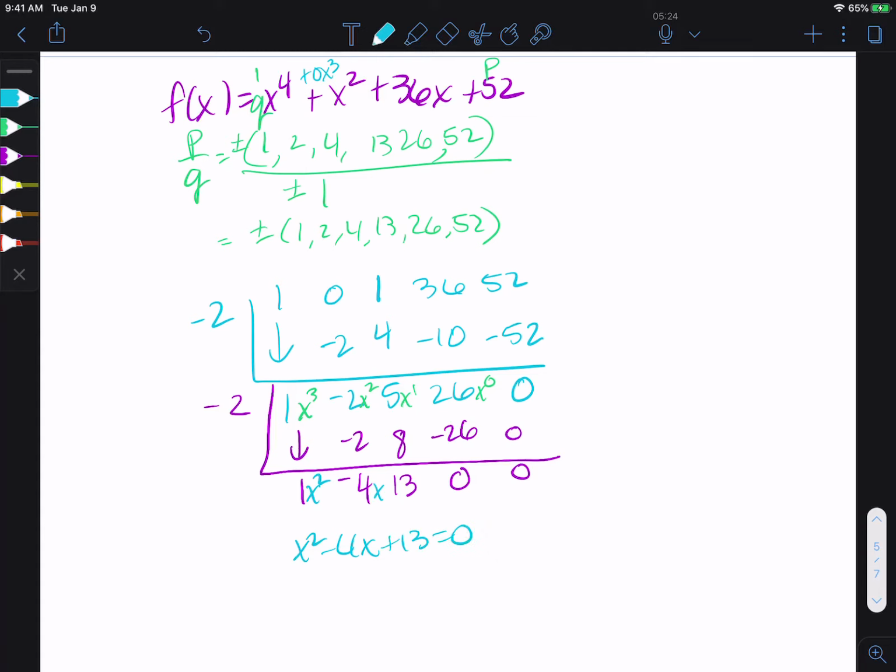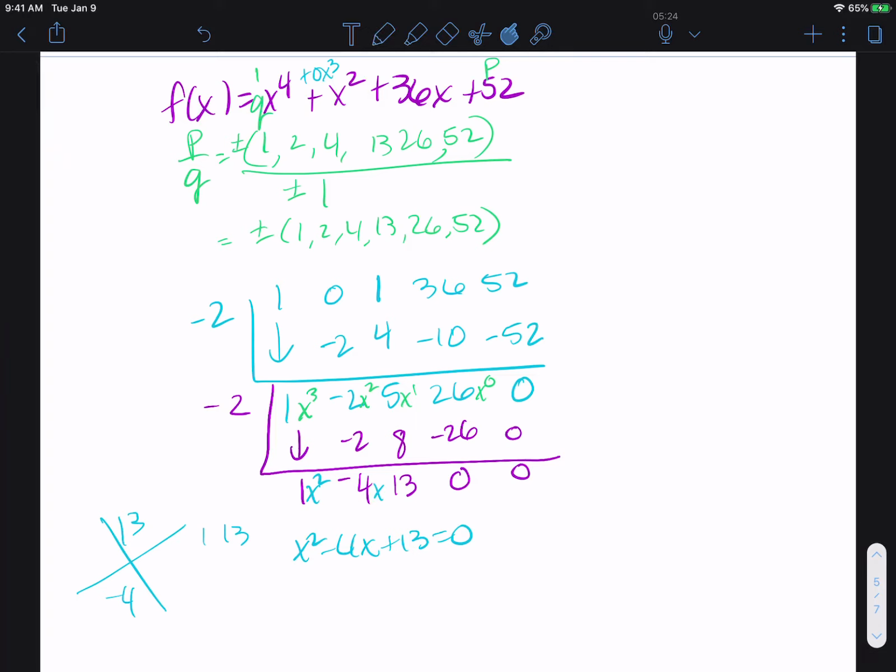We are still trying to find the zeros, so I'm going to set it equal to 0. Okay. Well, I want to multiply to 13 and add to -4. Well, 13 is prime, so it's only 1 and 13. 1 and 13 do not get me to -4, which means that I can't factor it, which means that now I have to use the quadratic formula.